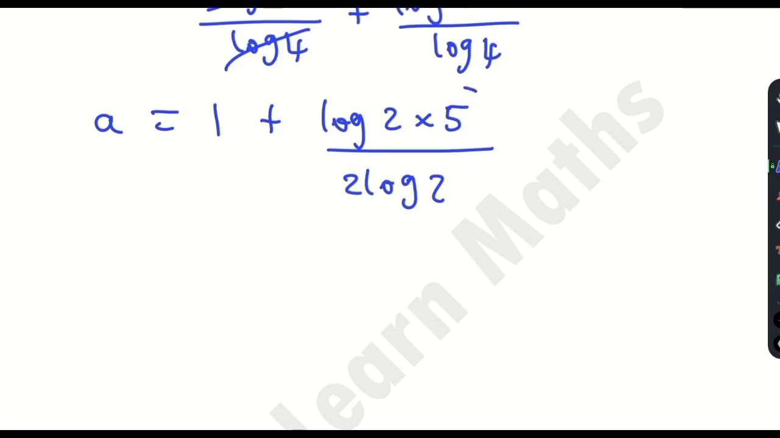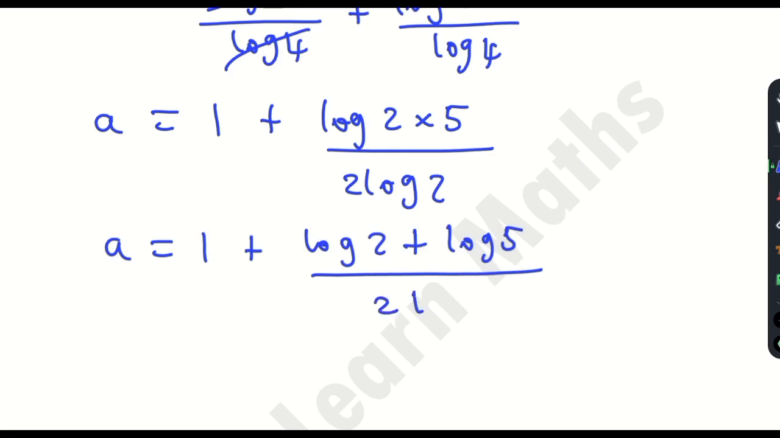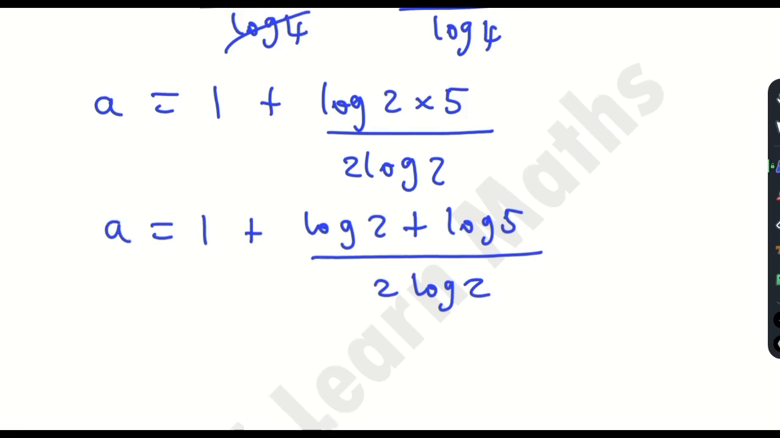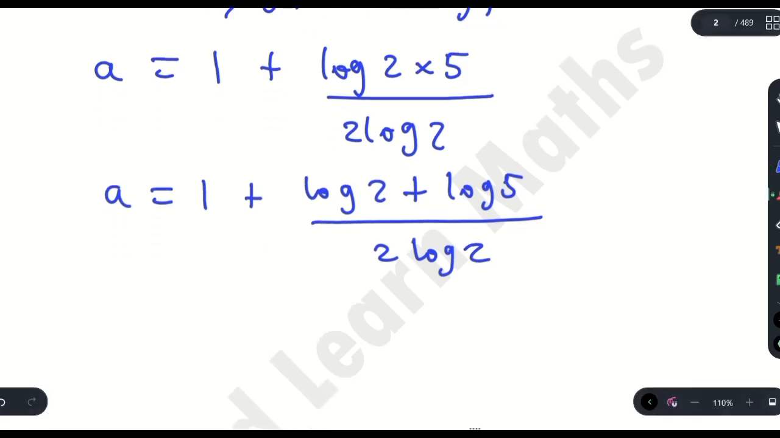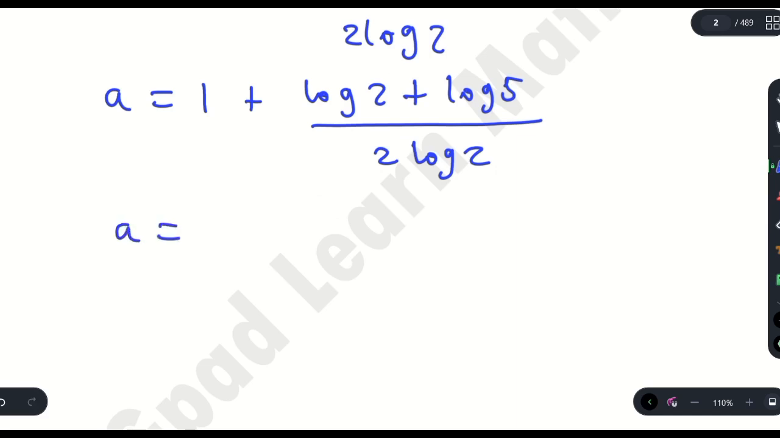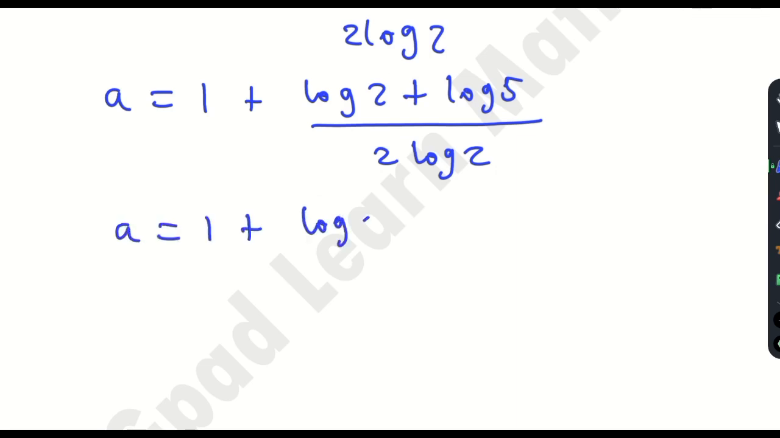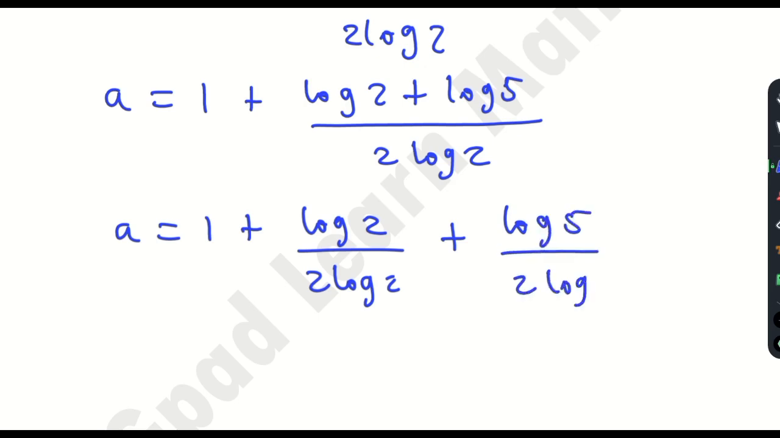Log 2, as you have here, times 5 can be rewritten as what? Let's go to the next line and write it like this. 1 plus log 2 plus log 5. I've applied this law of logarithm before. So 2 log 2. Again, like I did before, this is dividing log 2 and also log 5. So we're going to rewrite it like this. a is equal to 1 plus log 2 over 2 log 2, and then plus what? Log 5 over 2 log 2.